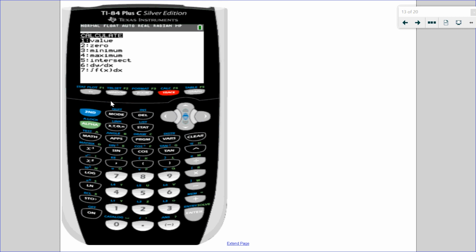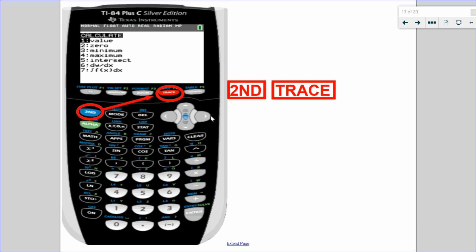So what I want to do is get into my calculate menu. The way that I access that is by doing second trace. Now once I'm in this calculate menu, I want to choose option number 5, which is intersect, because I want to know where the graph intersects the x-axis. Once I do that, I'm going to press enter 3 times. Once to bypass the first curve, once to bypass the second curve, and a third time to bypass the guess option.